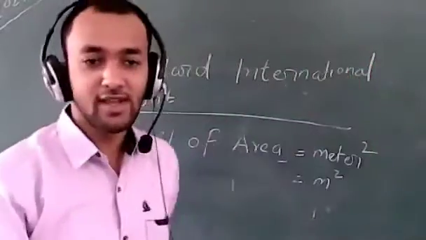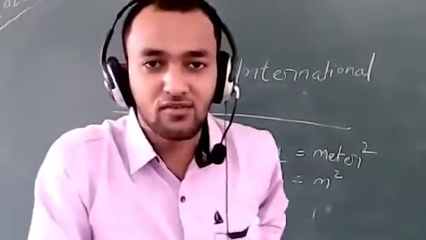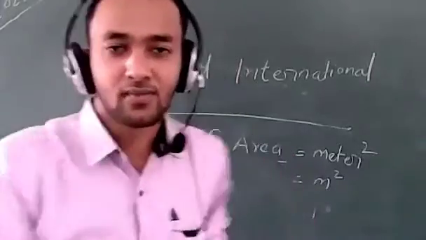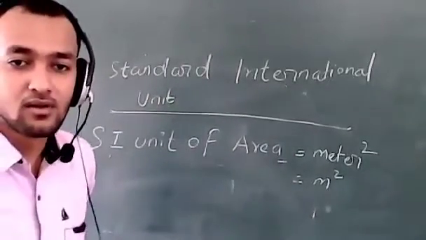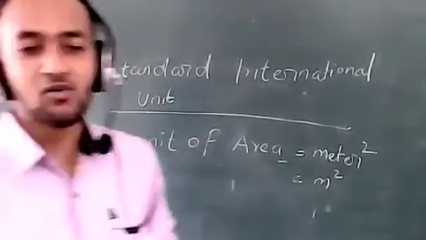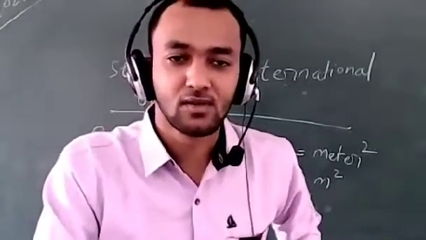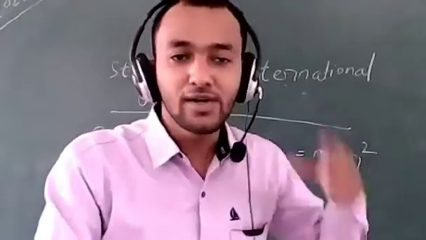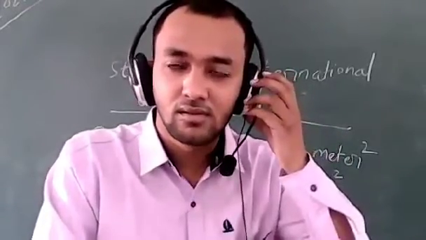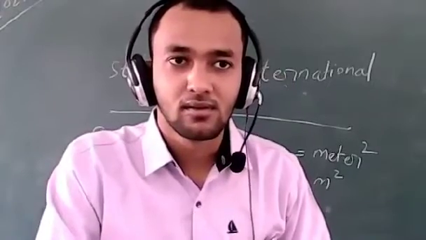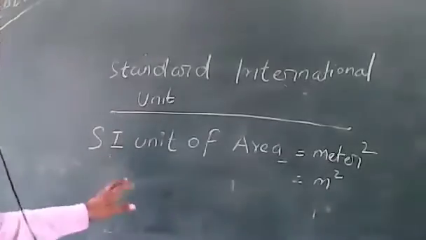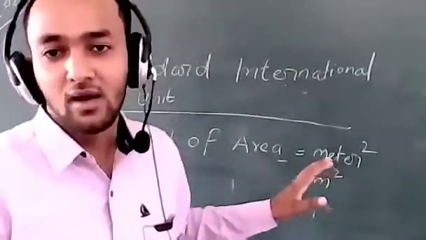Okay, the SI unit of area is meter square. So anyone can define what is meter square? Okay, Abdul Ahmed. Good morning, sir. Good morning, Abdul. How can you define 1 square meter? Sir, in the standard international system SI, the unit of area is square meter. Yes, it is right. I'm asking how can you define 1 meter square?